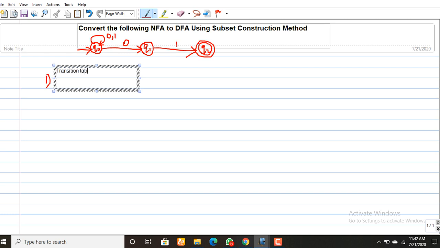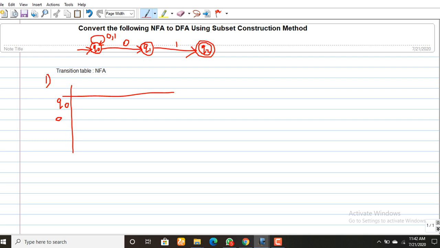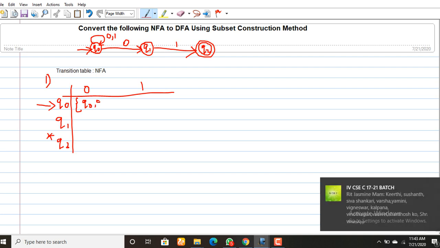Transition table for what? For the NFA. From this NFA transition diagram, you have to draw the transition table for the NFA. So let me draw. Three states are there: Q0, Q1, Q2. Q0 is your starting state, Q2 is your final state. Now the alphabet is 0 and 1. On receiving 0, Q0 goes to Q0 as well as Q1.